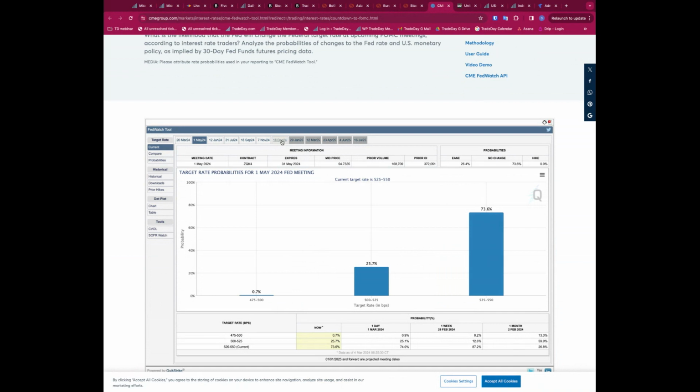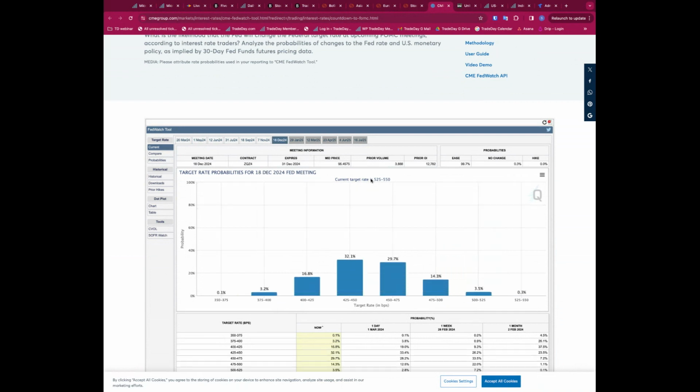And by year end, where are we looking? Where we're currently 525 to 550, 425 to 450. So this has actually risen, but it's between basically 3 cuts and 4 cuts. So 4 cuts just taking the lead in here. But this was actually more priced in for 3 rate cuts only last week.